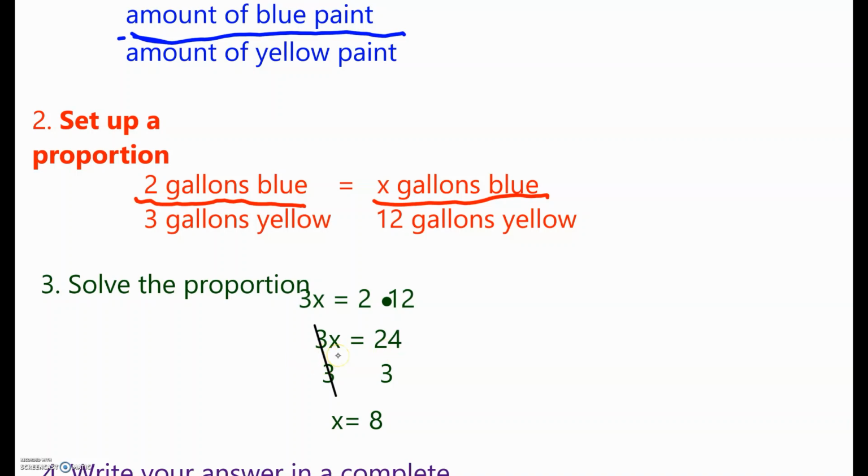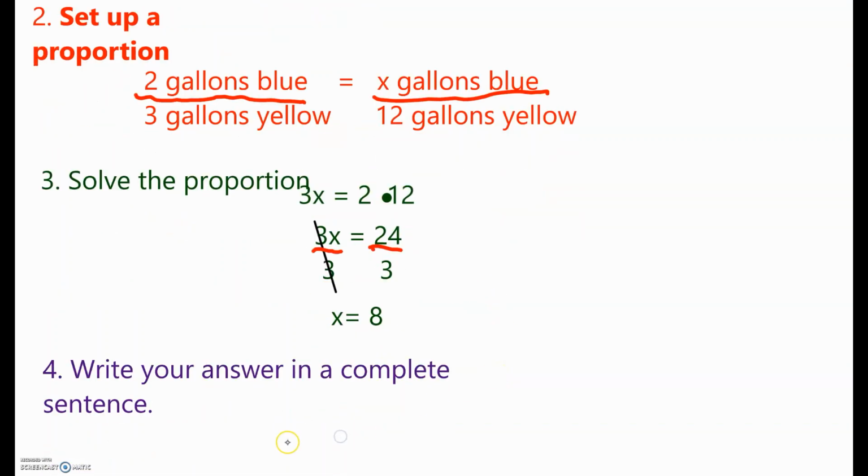Then we're going to solve using inverse operations. So I know if 3 is being multiplied to x, then the inverse operation is division, so we'll divide both sides by 3, leaving us with x equals 8. Because 3 divided by 3 gives us 1, we're left with 1x. We don't need to write that coefficient of 1. We all know it's there. And then 24 divided by 3 is 8.